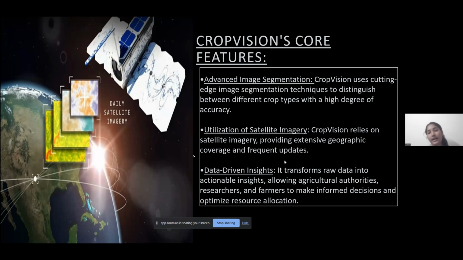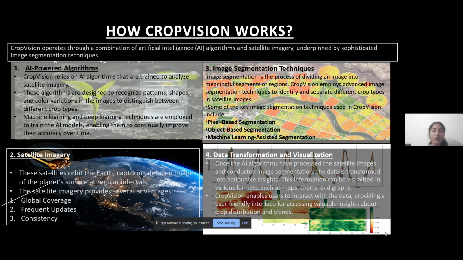So, advanced image segmentation: Crop Vision uses cutting-edge image segmentation techniques to distinguish between different crop types with a high degree of accuracy. And Crop Vision relies on satellite imagery, providing extensive geographical coverage and frequent updates, and it transforms raw data into actionable insight, allowing agricultural authorities, researchers, and farmers to make informed decisions and optimize resource allocation. Then we have how Crop Vision works.